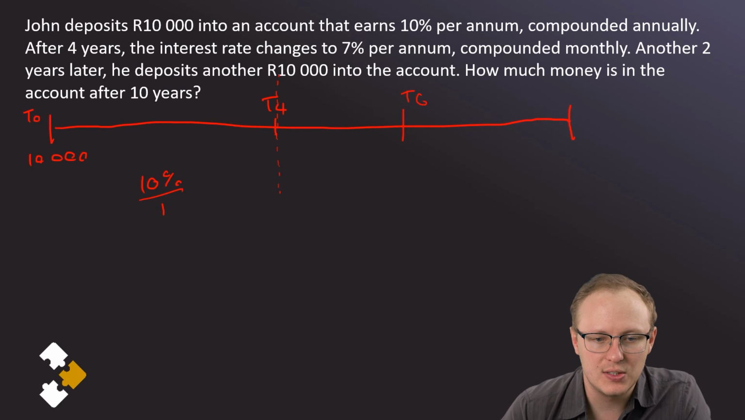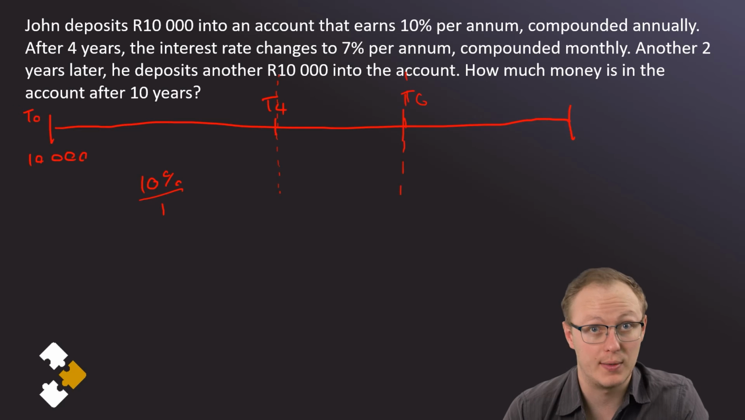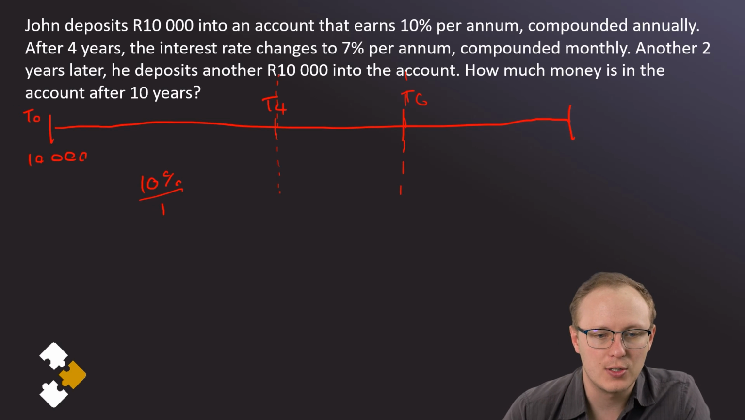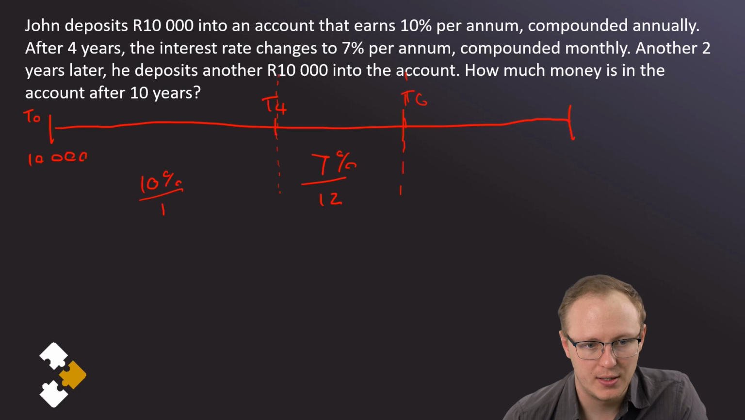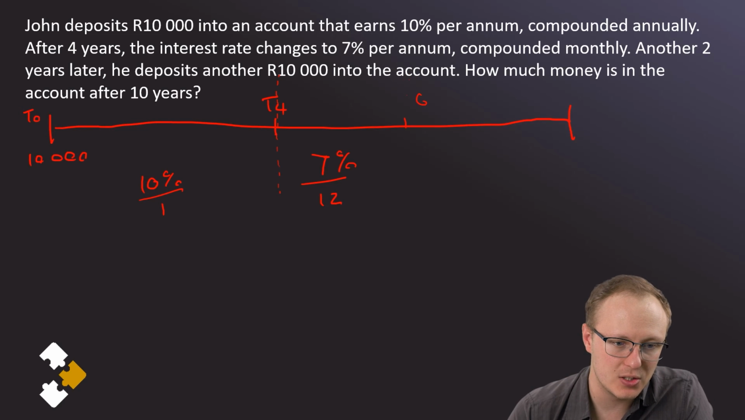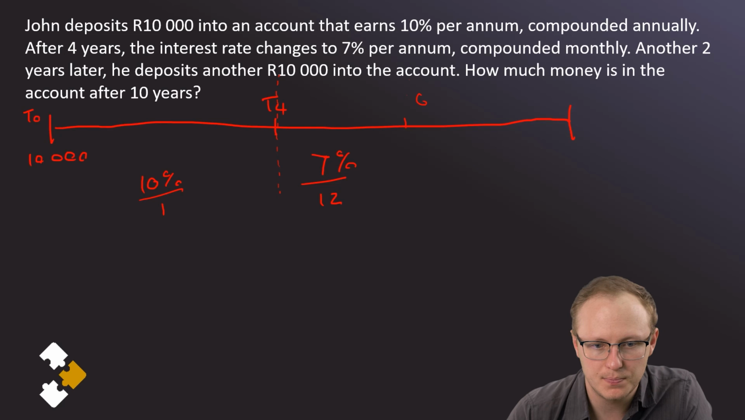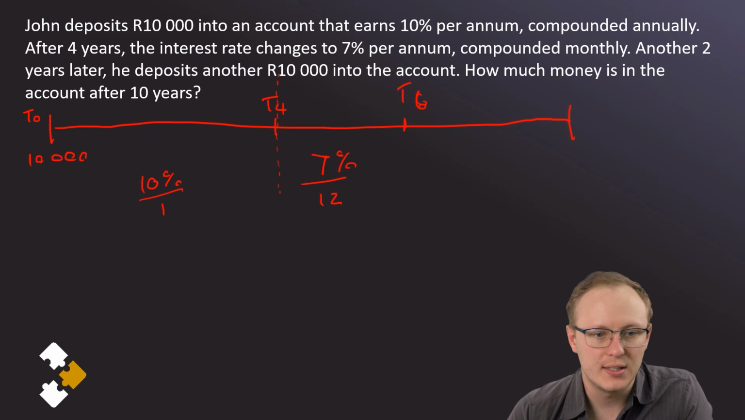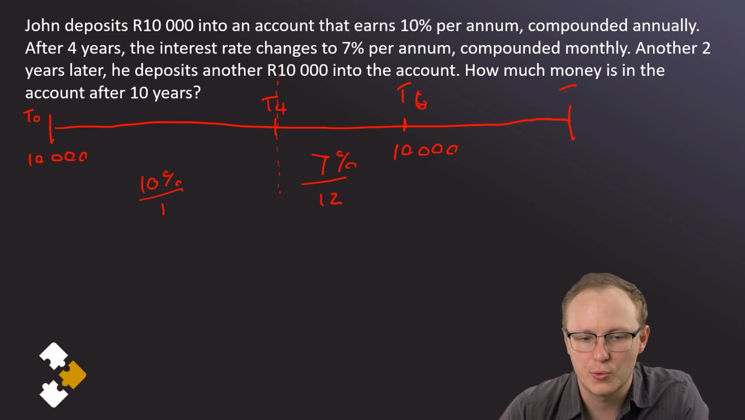Okay, so between T4 and T6, where I'm now counting things in years, we're going to go to 7% compounded monthly, right? So then, actually the interest rate doesn't change again here. What we are going to have though is a deposit. Okay, so then here at T6 we're going to have a deposit, right? And that deposit is another 10 grand, and we want to know, well, what do we have at T10?